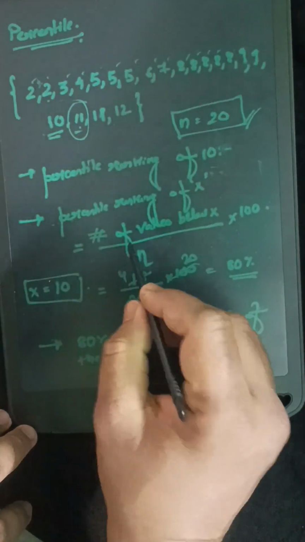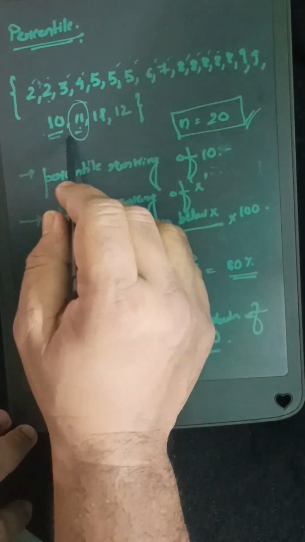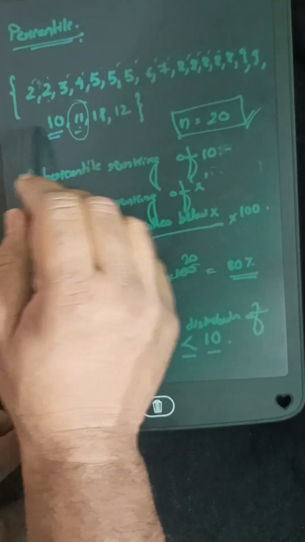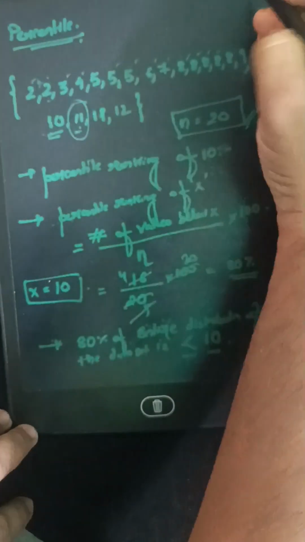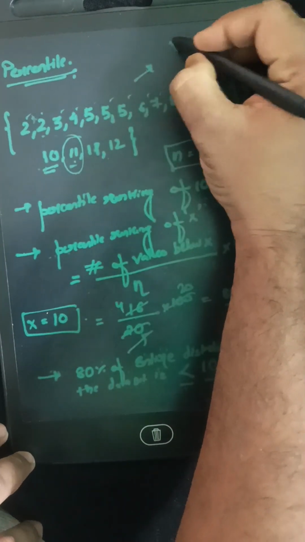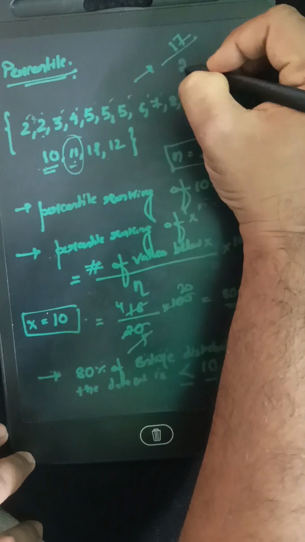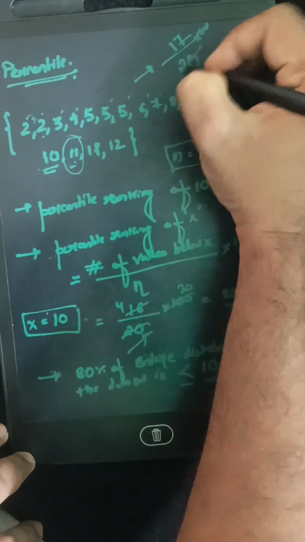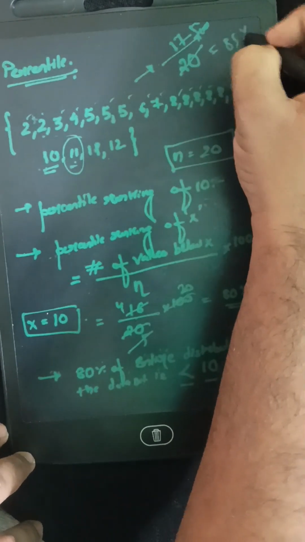See, how much would the count of values below x be? For 10 it was 16, so for 11 it would be 17. So see, I'm calculating it right over here. So 17 by the total number of values, which is 20, into 100, so 25. Therefore it is coming out to be 85%.